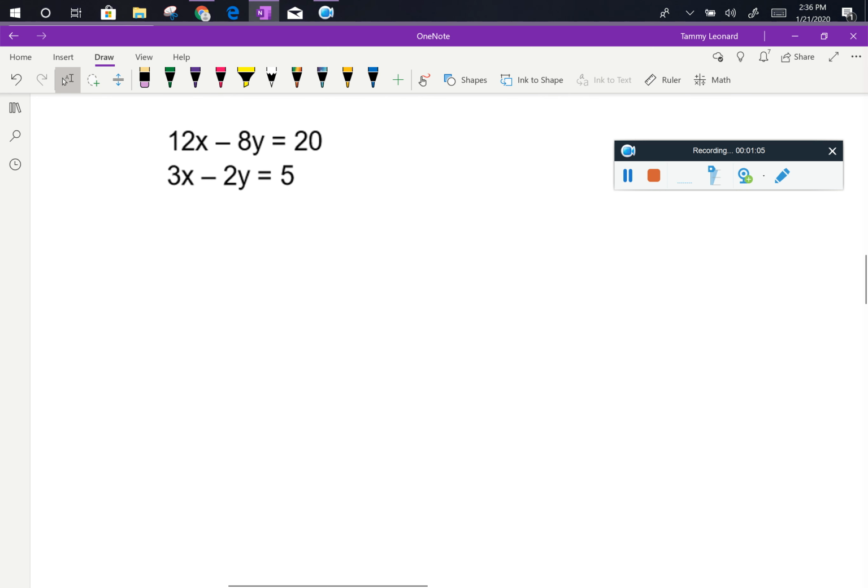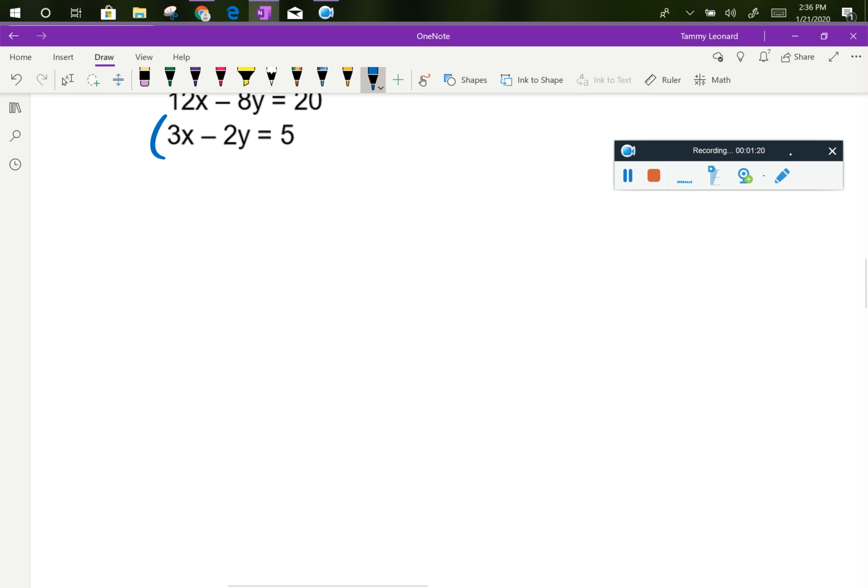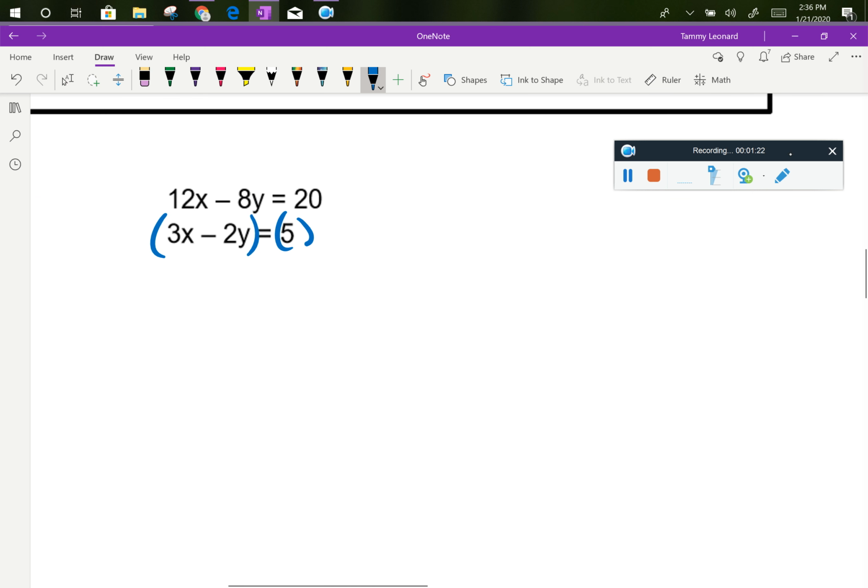In the next problem, we don't have an opposite match yet. And there's no obvious thing to do since the first two are positive and the second two are negative. So I'm just going to work with the first two. I've got a 12x and a 3x. If I go ahead and multiply that bottom equation by a negative 4, then that bottom equation will become negative 12x plus 8y equals negative 20.